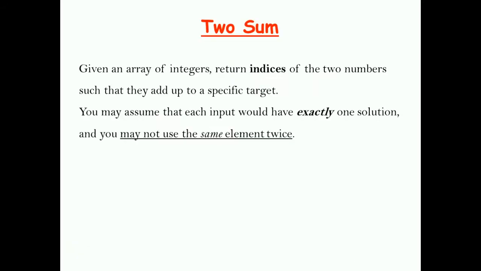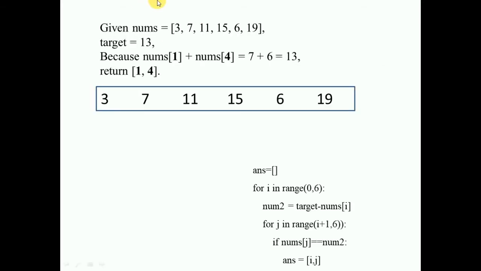The problem is taken from LeetCode, so you can check the problem from the LeetCode website. The problem is: given an array of integers, return indices of two numbers such that they add up to a specific target. That means there is an array given and a target is given. You may assume that each input would have exactly one solution, and you may not use the same element twice. Let's understand the whole problem by using an example.